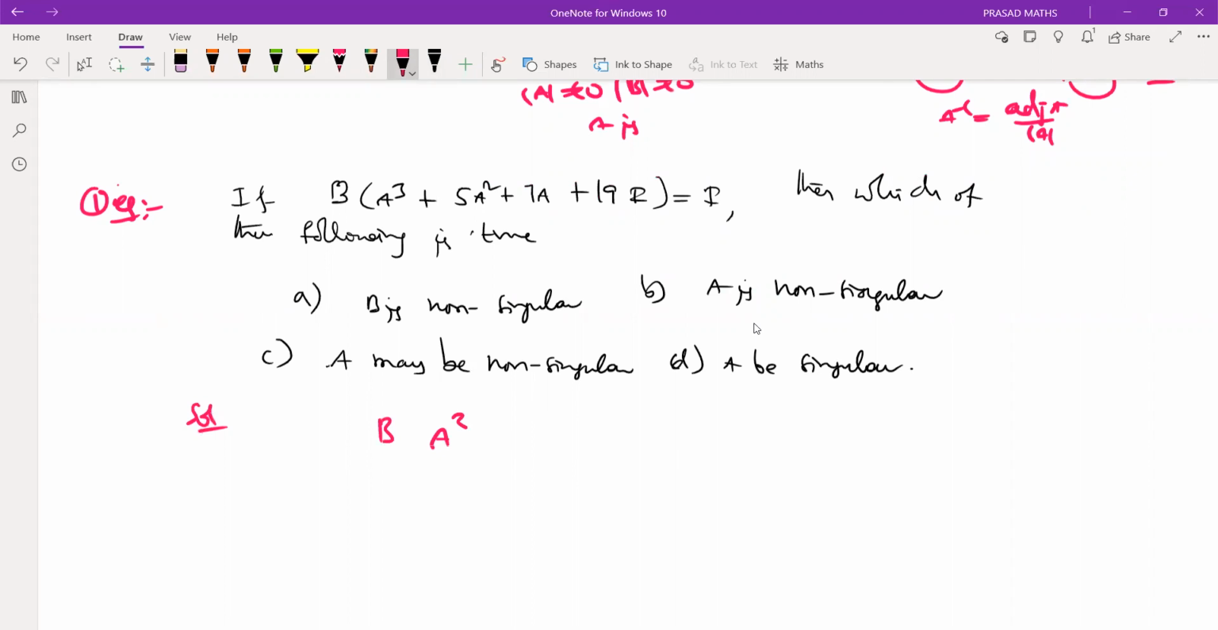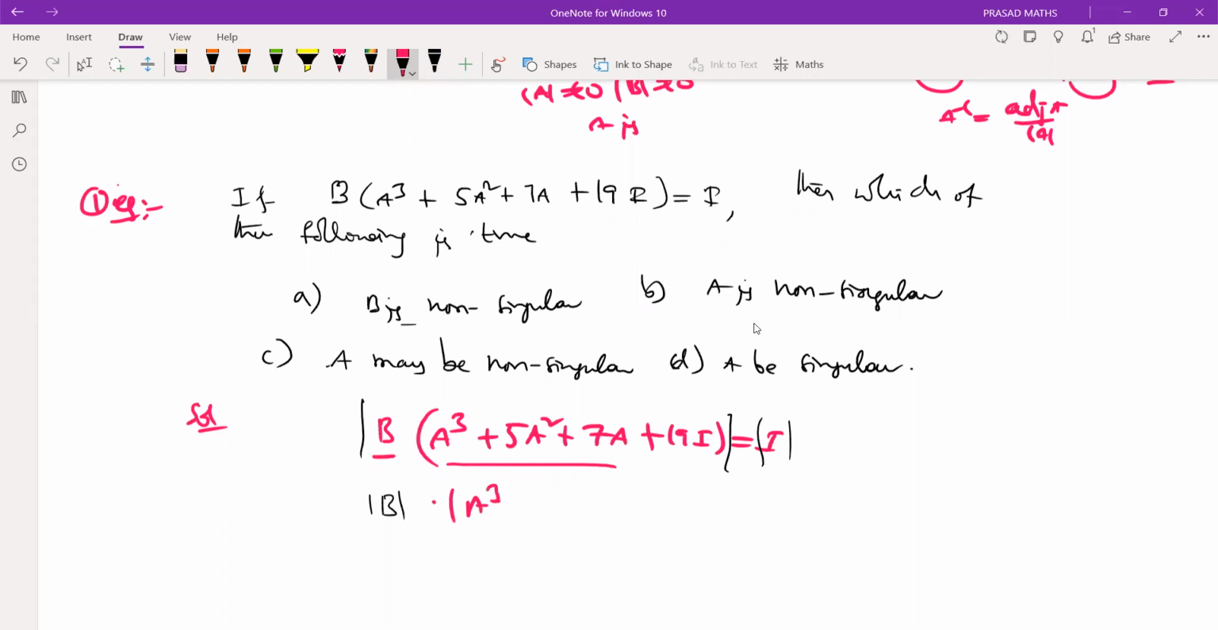You are given B into A cube plus 5 into A square plus 7 into A plus 19 equals to I. Now what I do is take the determinant of both sides, because I want to check singular or non-singular. What is the definition of singular? Determinant non-zero means non-singular. Therefore, take the determinant of both sides. Det of AB is equal to det A into det B. Det of I is equal to 1. The right side is non-zero, which means the left side should be non-zero.